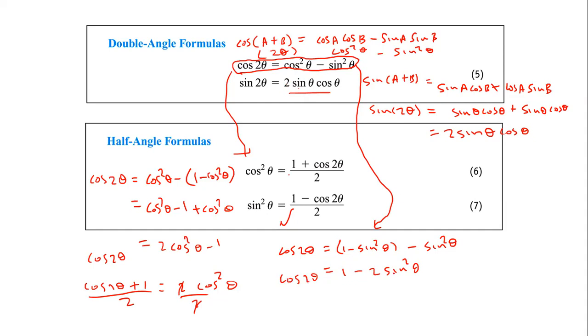Now let's take 2 sine square theta to the other side. So this will be 2 sine square theta, and we bring cosine 2 theta to this side, so it will be minus cosine 2 theta, right? Now we have to divide by 2, divide by 2. The 2 goes with the 2. So sine square theta equal to 1 minus cosine 2 theta divided by 2, which is this. Got it? Any question?